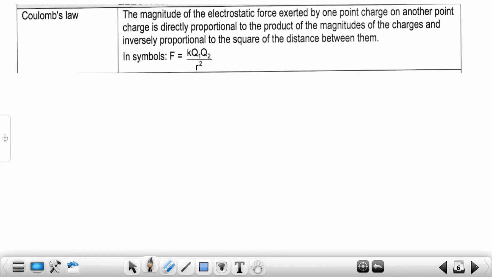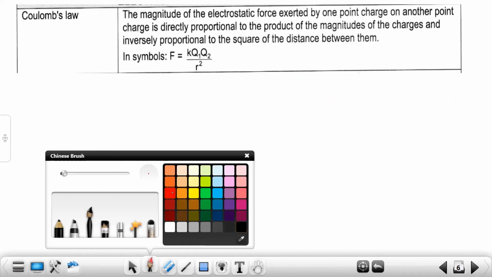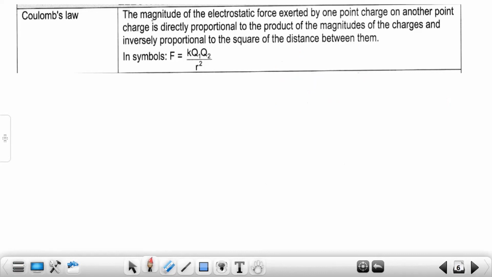Coulomb's law says the magnitude of an electrostatic force exerted by one point charge on another point charge is directly proportional to the product of the magnitude of the charges and inversely proportional to the square of the distance between them. I'm going to highlight a few words as we move, as the magnitude of the electrostatic force exerted by one point charge on another.